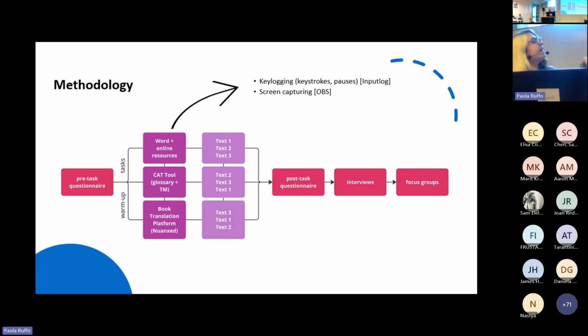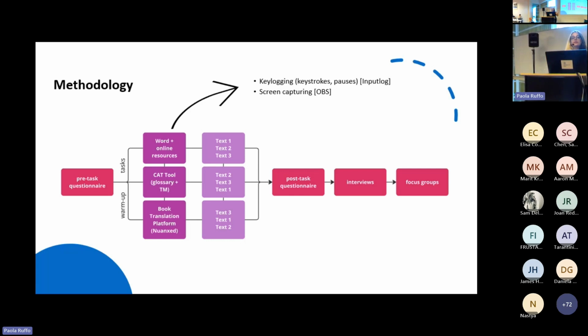And then after the 3 tasks, I had a post-test questionnaire where I asked them to rank each workflow and to tell me their preferences. And then I interviewed each participant. And then in a second stage, just a couple of weeks ago, I had some focus groups with some of the participants and a representative of the company. But that's, again, another stage of the process. Today I was focused more on the user testing and on the interviews.